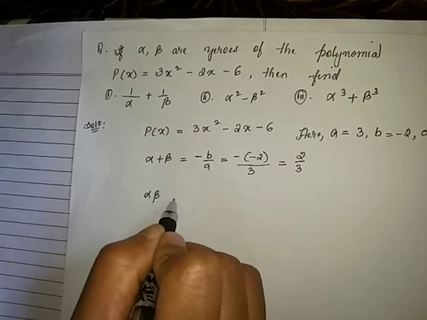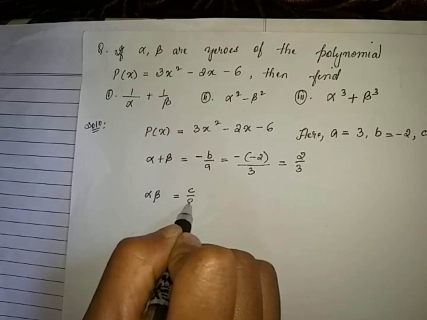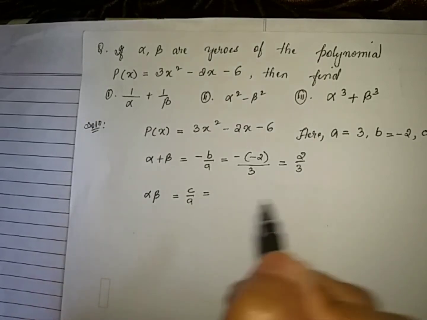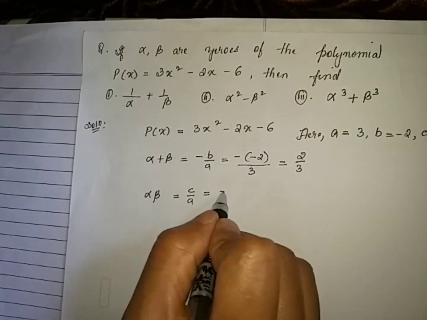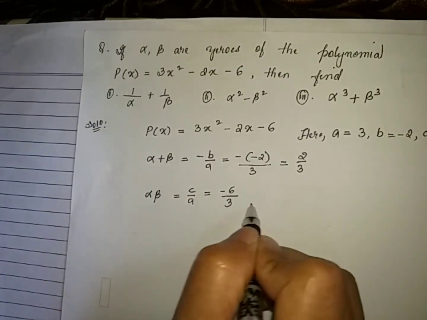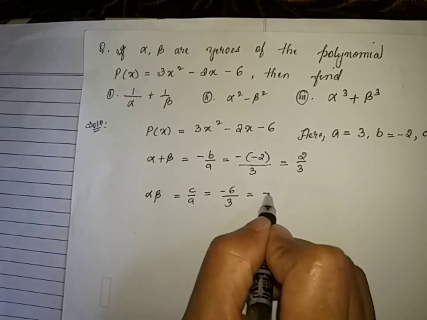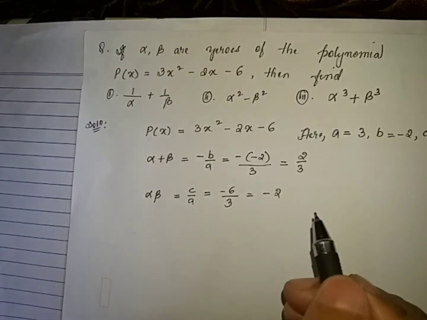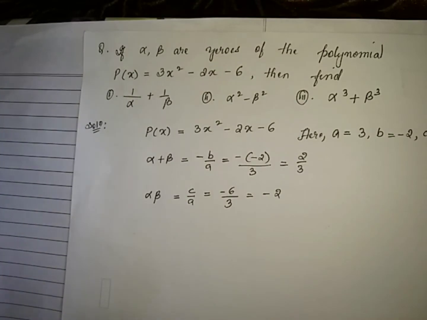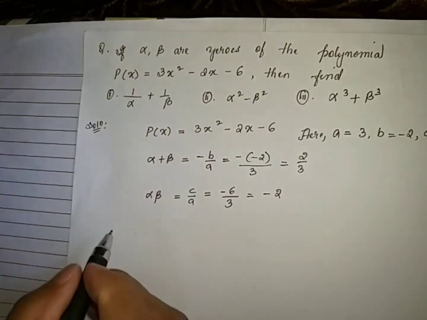Alpha into beta is equal to c by a, where c is minus 6 and a is 3. So when we divide, we will get minus 2. Now let us solve question number 1.